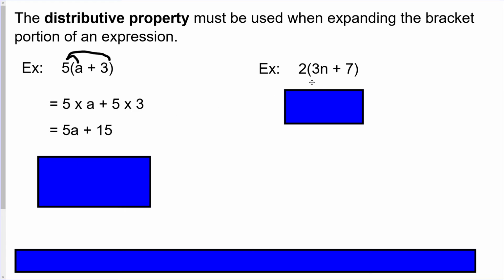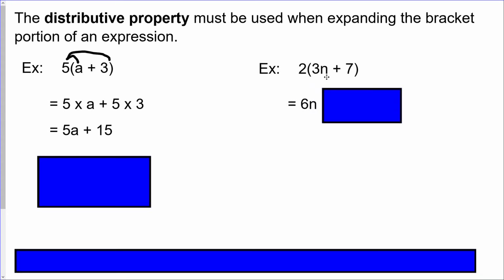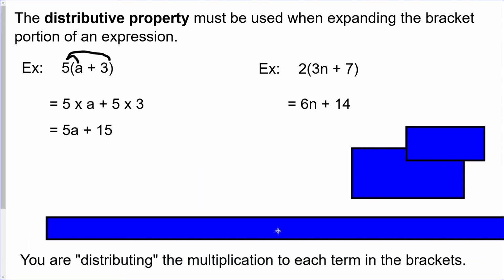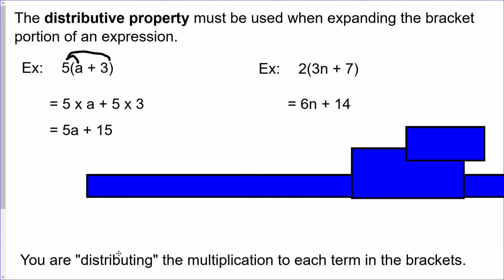Second example here, so 2 times 3n. Now when you're multiplying numbers like this, where we've got one with a variable and one without, all you do is multiply the coefficients in front. So 6, and then you keep the n because it can't just disappear, but there's nothing else that we're really multiplying with, and we don't know what it is because that's not really the point of the question, so we leave it there. You just multiply the coefficients, so 2 times 3 equals 6. And then plus 14 because that was 2 times 7. One way to remember this is that you're distributing the multiplication to each term in the brackets.